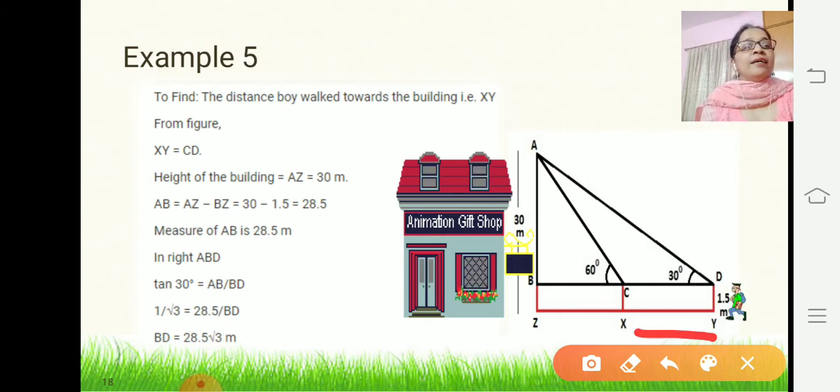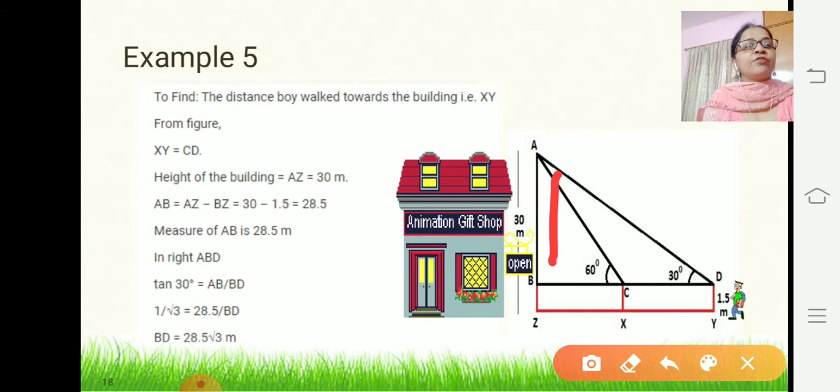So, understanding the figure a little more closely, XY will be equal to CD. The height of the building is AZ, which is 30 meter. So, what will be your AB? Your AB will be the height of the building minus the height of the boy, which will be 28.5 meter.